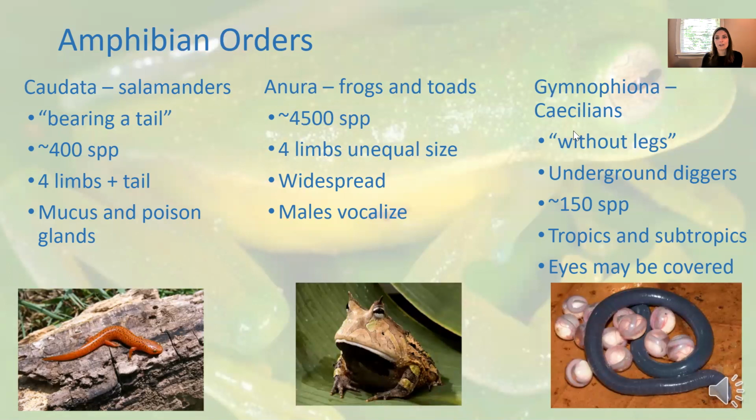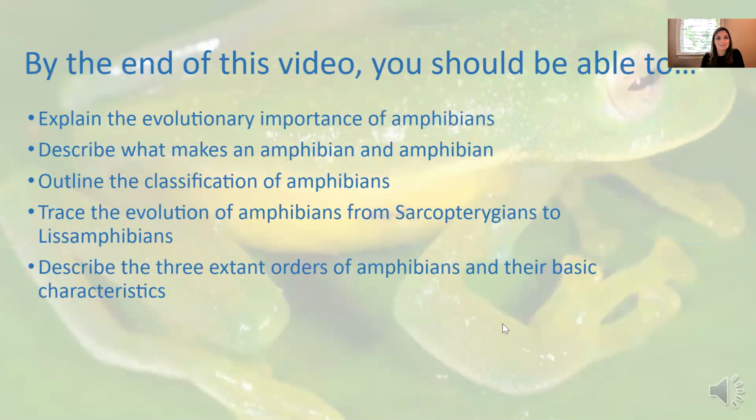And then finally, Gymnophiona, the caecilians, their name means without legs. They live underground. They are mostly in the tropics and subtropics. There's only about 150 species, and it's hard to see here, but their eyes are often covered because they live underground. And again, it becomes like a vestigial structure. They don't really need their eyes if they're living underground their whole lives. So kind of a freaky looking specimen there, but they are amphibians. So you need to know that they exist.